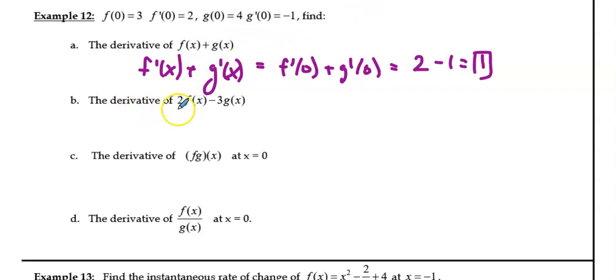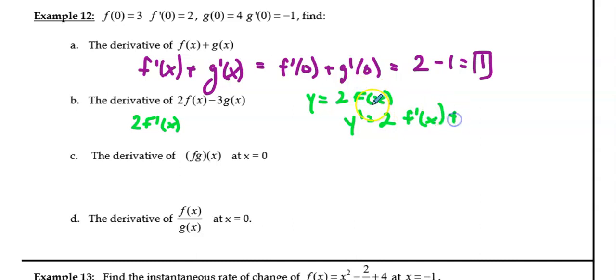For the second one, the derivative of 2 f of x. So I'm going to just very quickly show you guys the reason why. So the derivative of 2 f of x is really just 2 times f prime of x. And the reason why is if you use the product rule, because we do have 2 functions multiplied together here. So if y is equal to 2f of x, and I use the product rule, which was what we should do, right? We take the first times the derivative of the second plus the second times the derivative of the first.